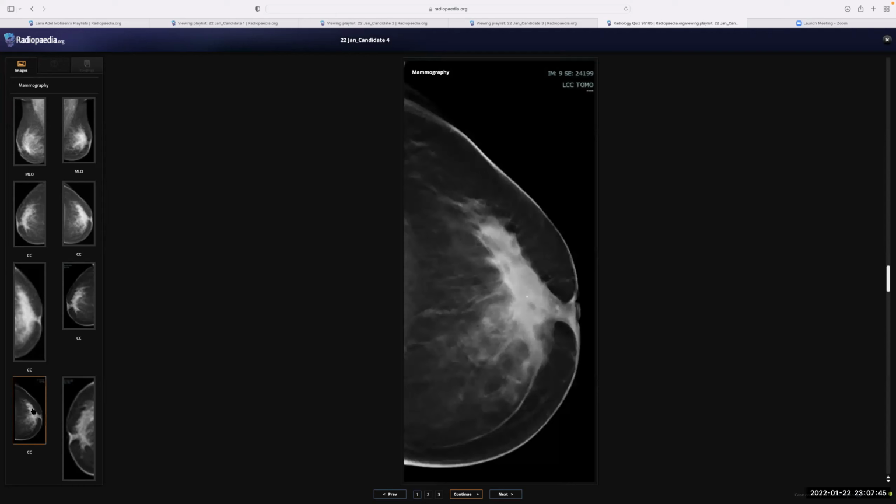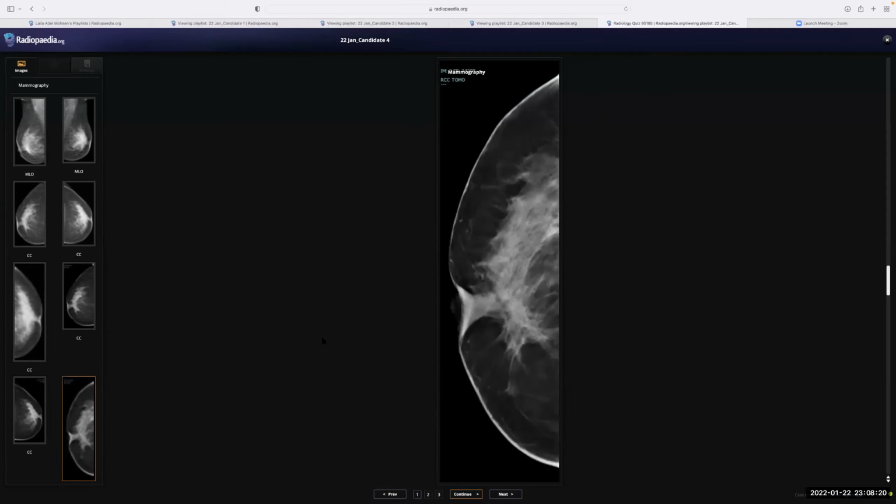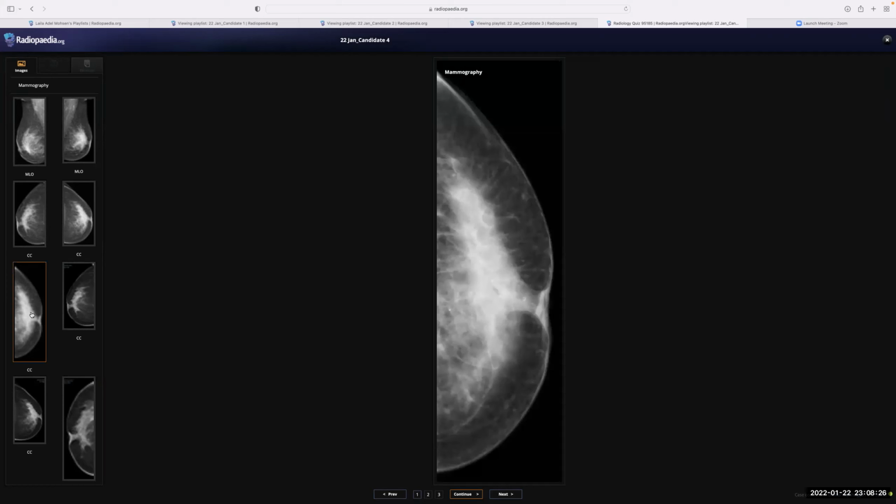So are you comfortable with sending this patient home? No, I will make the patient do the spot compression view of the left breast and also ultrasound examination, because I can see few calcifications here. And although I'm not able to see any big mass lesion or any spiculated lesion. Okay. You don't change your mind?